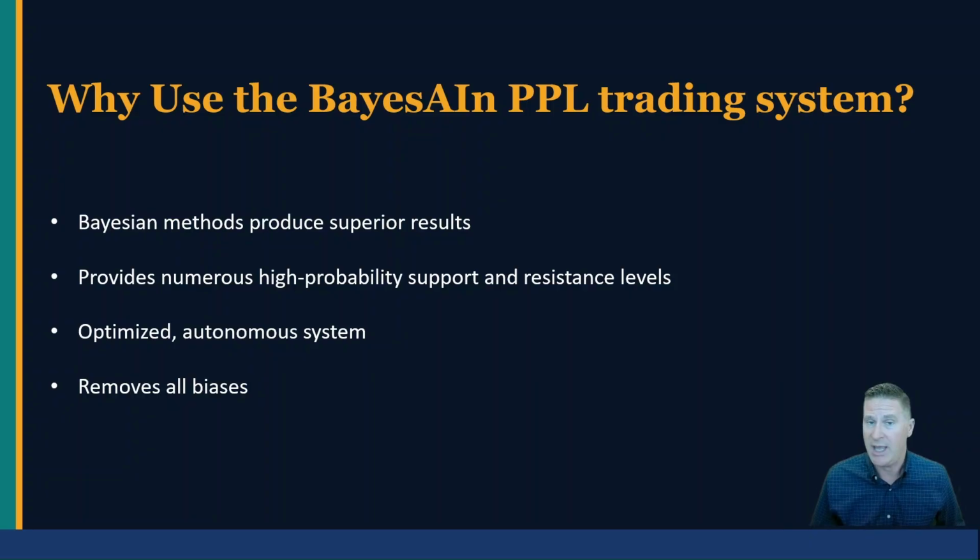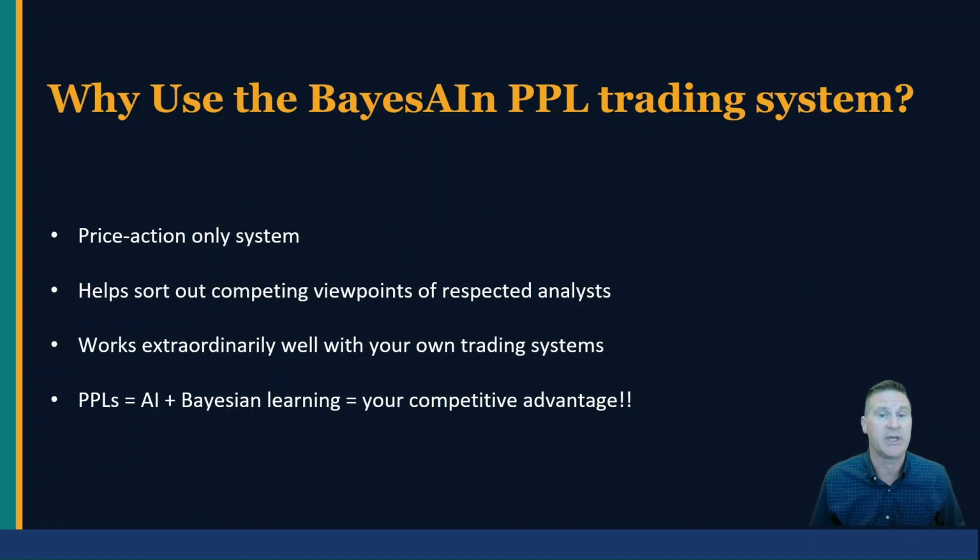It's autonomous, it's optimized, and removes all biases because it's a price action only system, meaning that you might have an inclination to be a bull or a bear, but this just tracks price into and out of high probability support and resistance levels. It'll help you sort out competing viewpoints if you have those, because you're just following price. And it works extraordinarily well with whatever trading system you're currently using, because again, it's a price action only system. So basically, PPLs are merging AI with Bayesian learning algorithms to give you your competitive advantage.